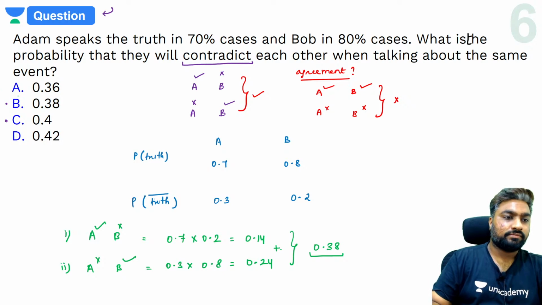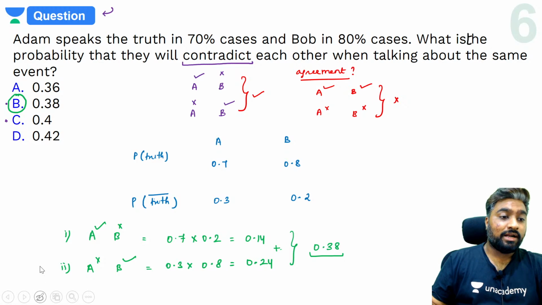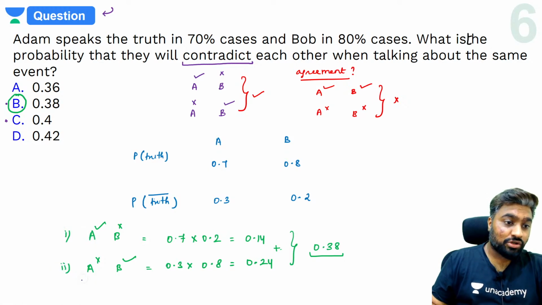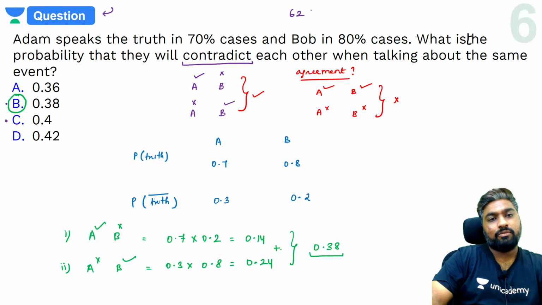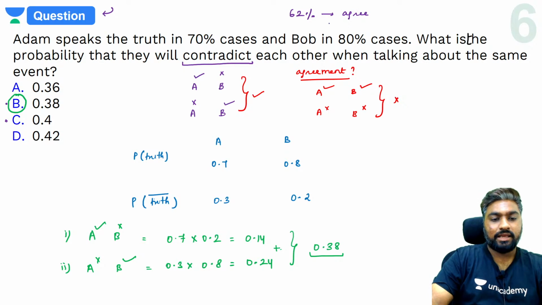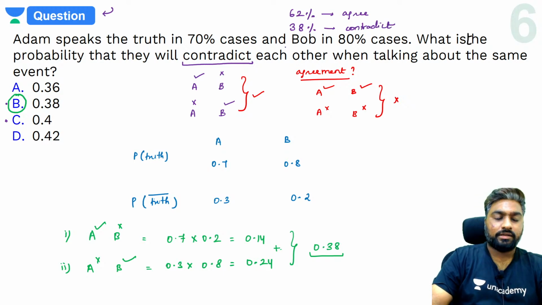Yes. Understood. Now what does this show? This shows that there is a 62% chance that they will both agree. 62% chance that they will agree, 38% chance that they will contradict. Got it?